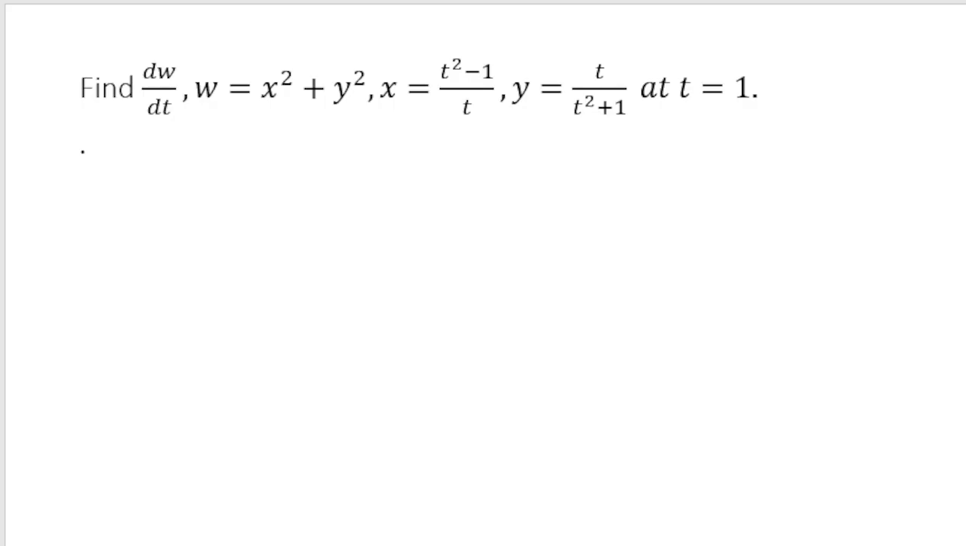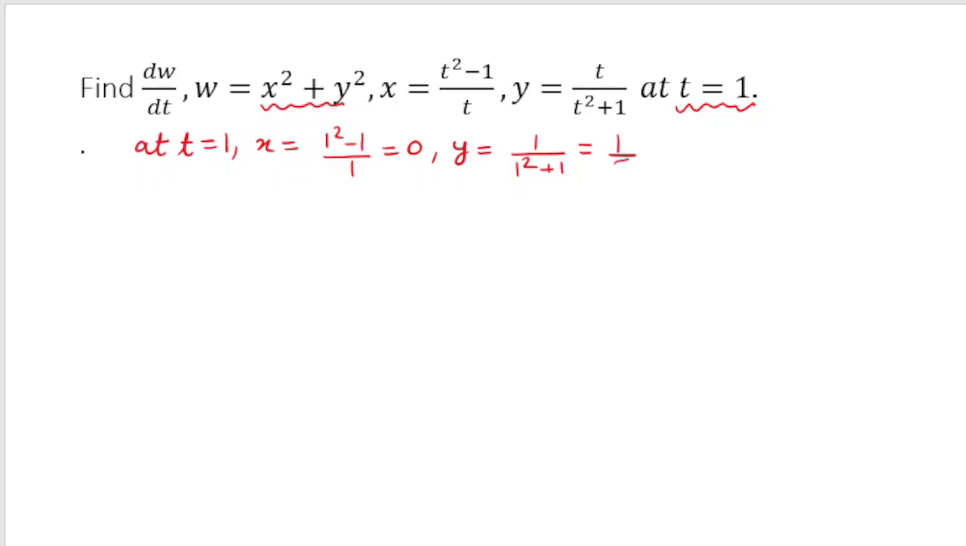So let us quickly solve this problem as well. So here we note that we have to find dw by dt. w is a function of two variables x and y, and x is a function of t, y is a function of t, and we have to evaluate this value at t is equal to 1. So first of all, let us evaluate at t is equal to 1, what is the value of x? The value of x will be 1 square minus 1 by 1, so that will become 0. And what will be the value of y? The value of y will be 1 by 1 square plus 1, so I will get 1 by 2.